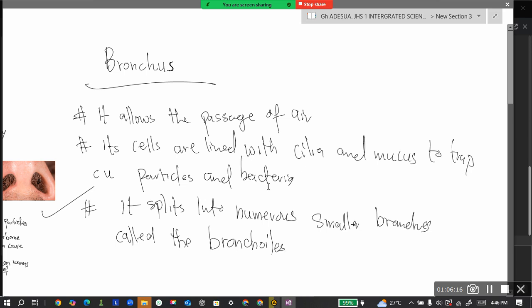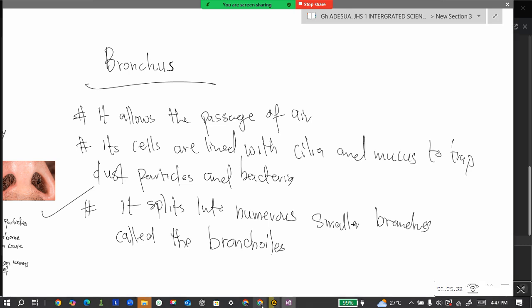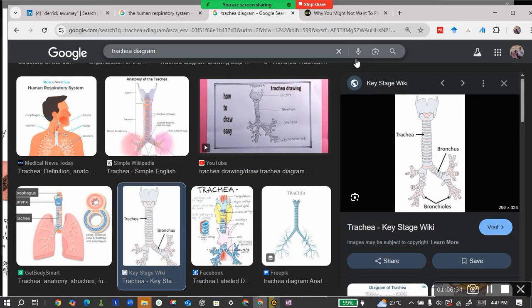The second point of the bronchus: its cells are lined with cilia and mucus to trap dust particles and bacteria. Okay, thank you.